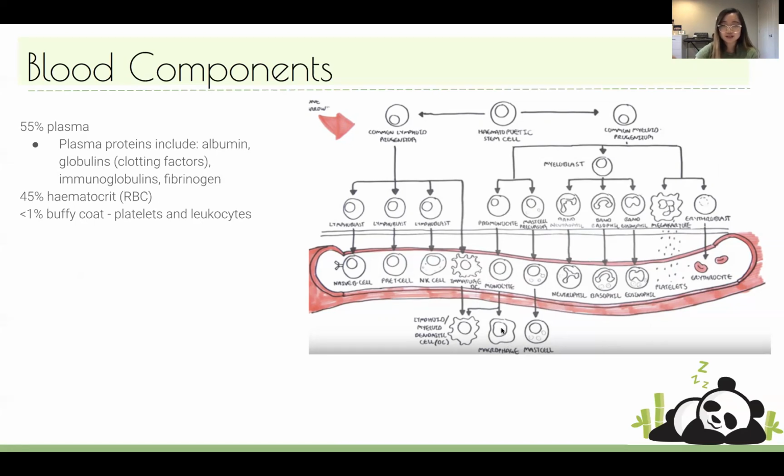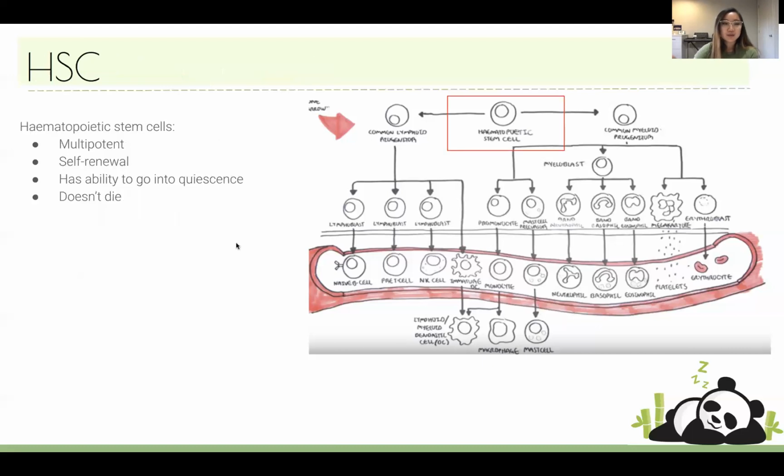If they move into your cells, then they're called macrophages. So they're actually the same kind of cell. So these are your HSCs, your hematopoietic stem cells. They're multipotent, they're self-renewing, they're able to pause themselves, so they stop reproducing, and they don't die.